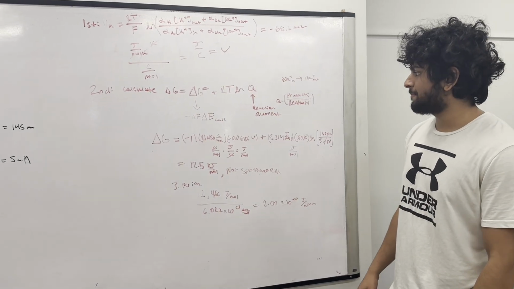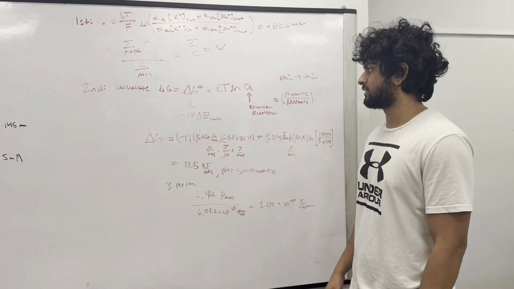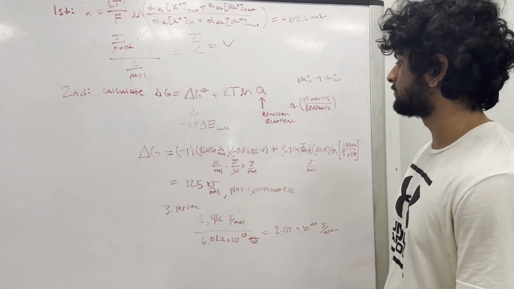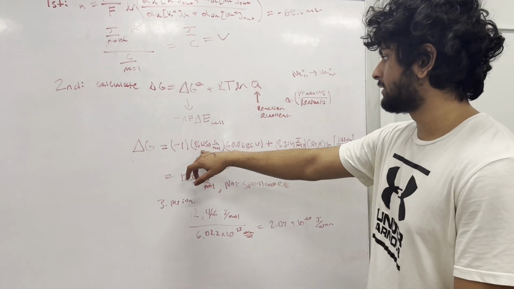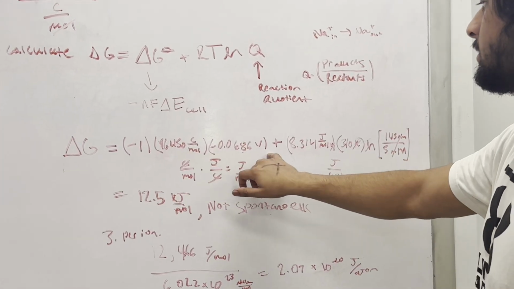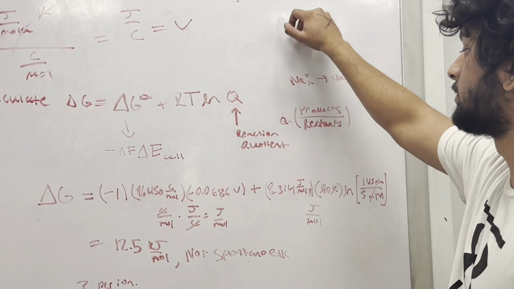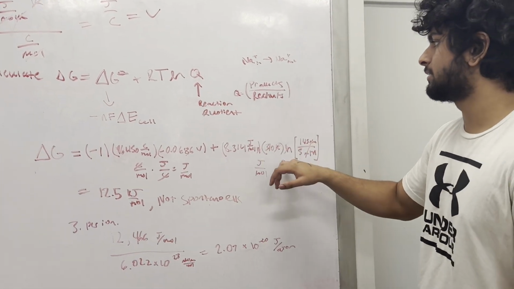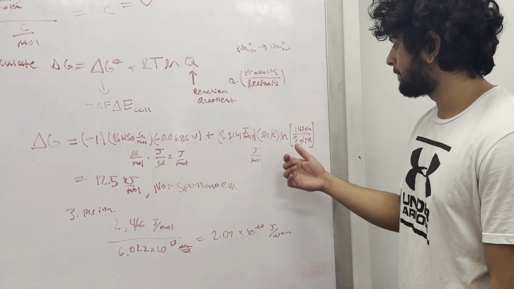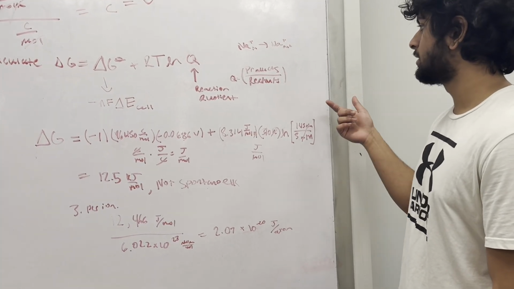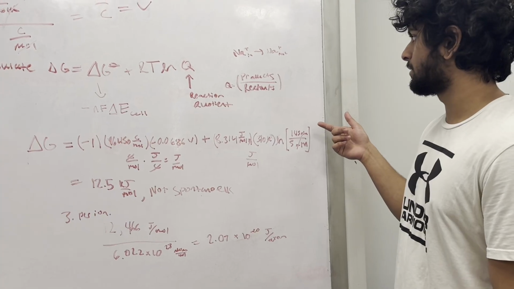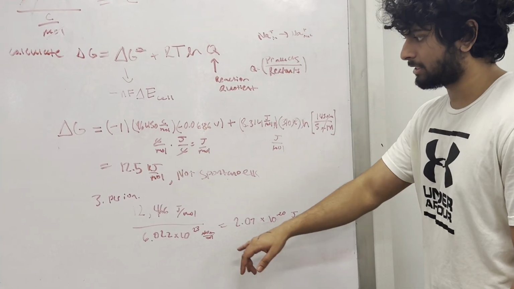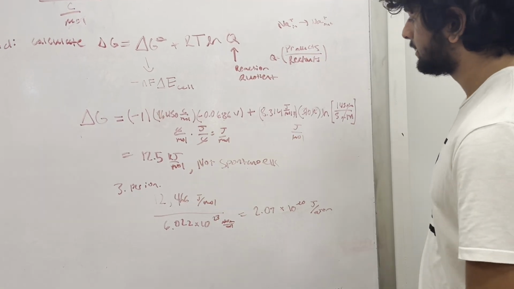All right, so now we just plug our values into this equation. N is the charge of the sodium ion, which is 1. This is Faraday's constant. This is the membrane potential, which we calculated up here. R is the ideal gas constant. This is the temperature. And then Q, which is the concentration of sodium outside over the concentration inside. And that gets us 12.5 kilojoules per mole.